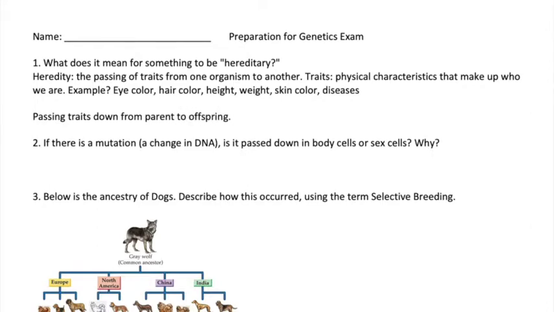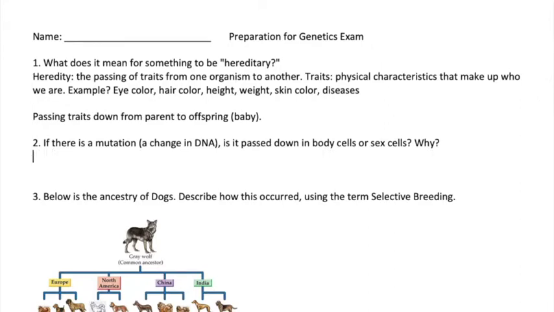We have to remember, what does the word offspring mean? Offspring means baby. Okay, so we're passing traits down. Number two, if there is a mutation, a change in DNA, it is passed down in body cells or sex cells. Why? Well, we have to remember, if I have letters A, T, or whatever, we need to know that they can only be passed down certain ways.